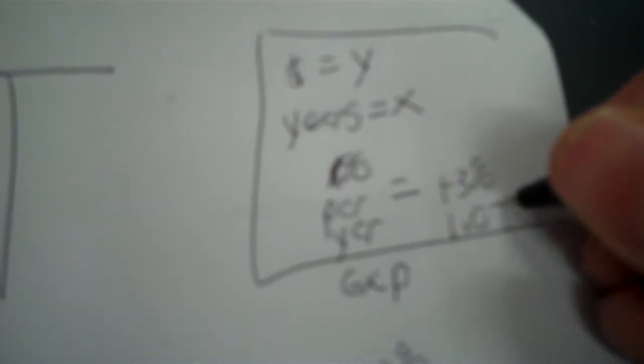Okay, but you need to do something with your 3%. You need to take 100% and add 3%. And that would be 103%. Now, below that plus 3%, put 1.03. That's your exponential growth factor. It's growth because it's more than 1.